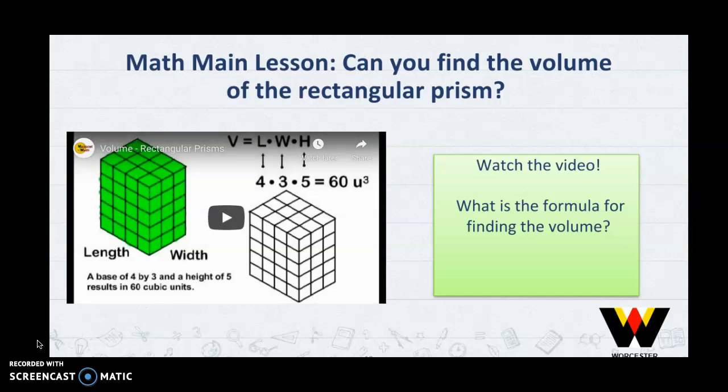Okay, on the next slide, for your math main lesson, can you find the volume of a rectangular prism? I included a super cool video that talks about volume, so make sure you watch that. The next question, what is the formula for finding volume? Good! Hopefully you said length times width times height. Or I also have kiddos who say base times height. Either one is acceptable.